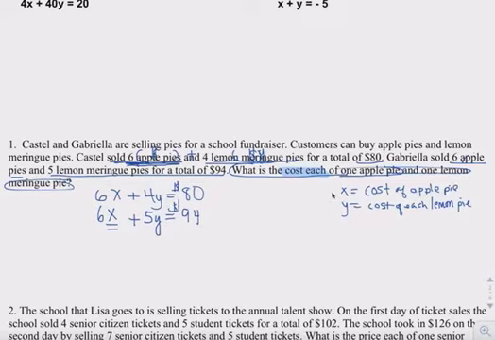So we're going to use elimination. We're going to eliminate the x, the apple pie. We're going to multiply one of them. I'm going to multiply my top one by -1. That gives me negative 6x minus 4y equals negative 80. Add it to the bottom one, and that gives me 0x plus y equals $14. Y is $14. So the cost of each lemon meringue pie is $14.